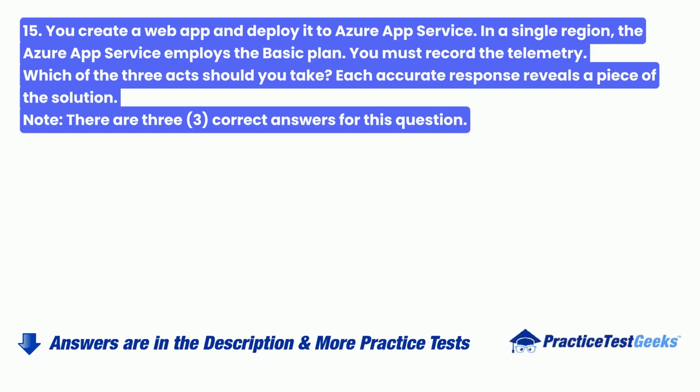(15) You create a web app and deploy it to Azure App Service. In a single region, the Azure App Service employs the basic plan. You must record the telemetry. Which 3 actions should you take? Each accurate response reveals a piece of the solution. Note, there are 3 correct answers for this question.